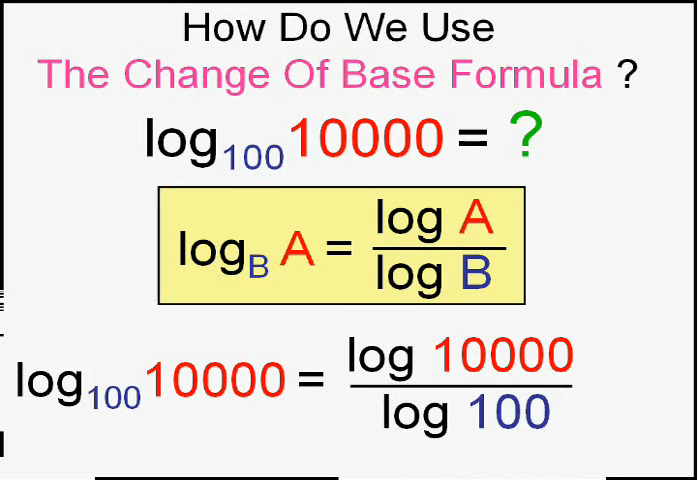the log of 10,000, the common log of 10,000 over the common log of 100. Now, I made it easy because these are going to be base 10. You can figure them out in your head. The log of 10,000 is the exponent we would raise 10 to get 10,000. And the log of 100 is the exponent we would raise 10 to get 100.